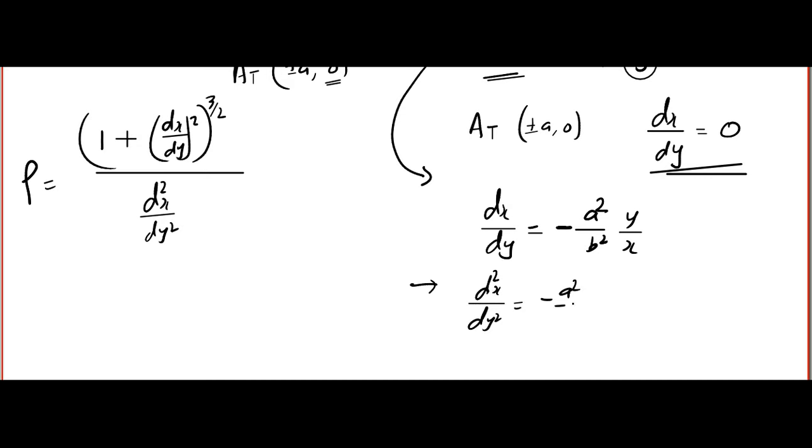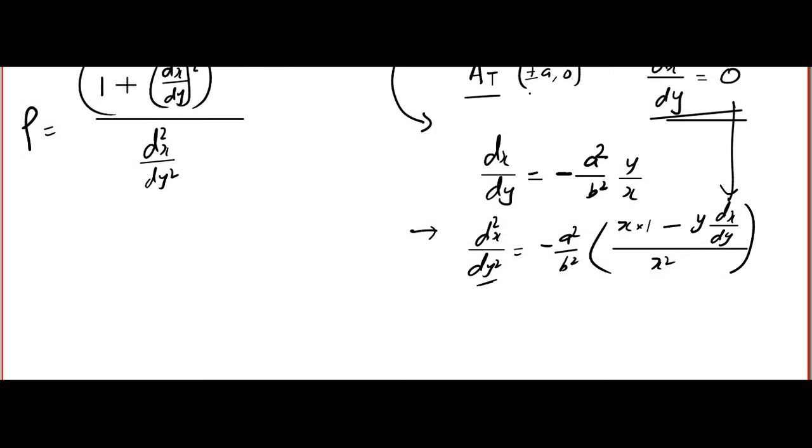So please write, differentiating with respect to y, d square x by dy square is equal to minus a square by b square, which is a constant. Then we apply quotient rule. Denominator into derivative of y, which is 1 because we are differentiating with respect to y, minus numerator into dx by dy, but dx by dy is 0, the whole divided by denominator square.